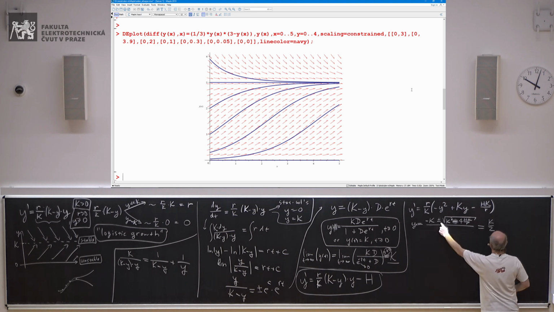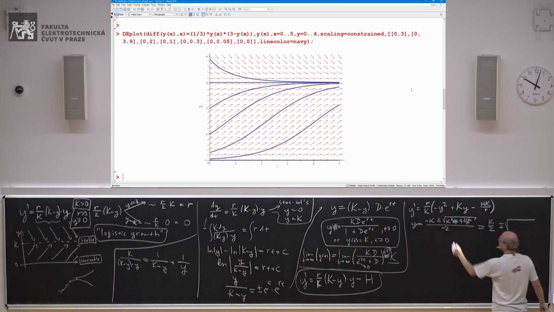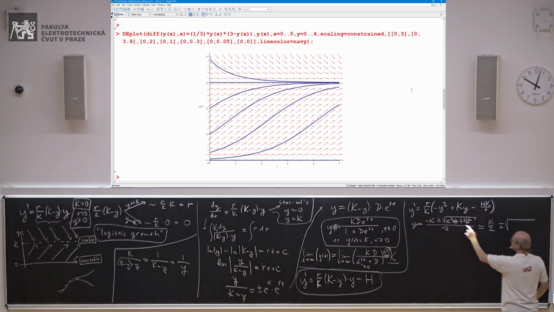Then there will be minus plus square root. And now I'm dividing by 2. I put it under the square root and it becomes 4. And it's k squared over 4 minus hk over r. Okay.